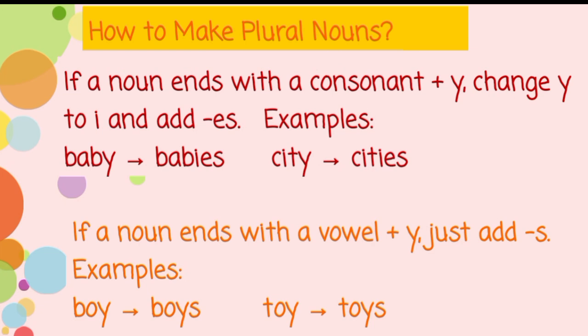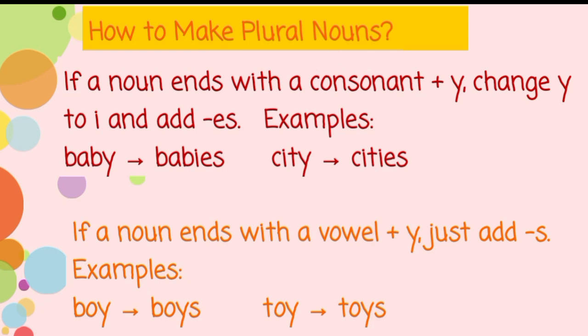Next we have, if a noun ends with a vowel plus y, just add s. For example, here we have boy. Here at the end of boy we have y, but before y we have the vowel o. So we will simply add s.